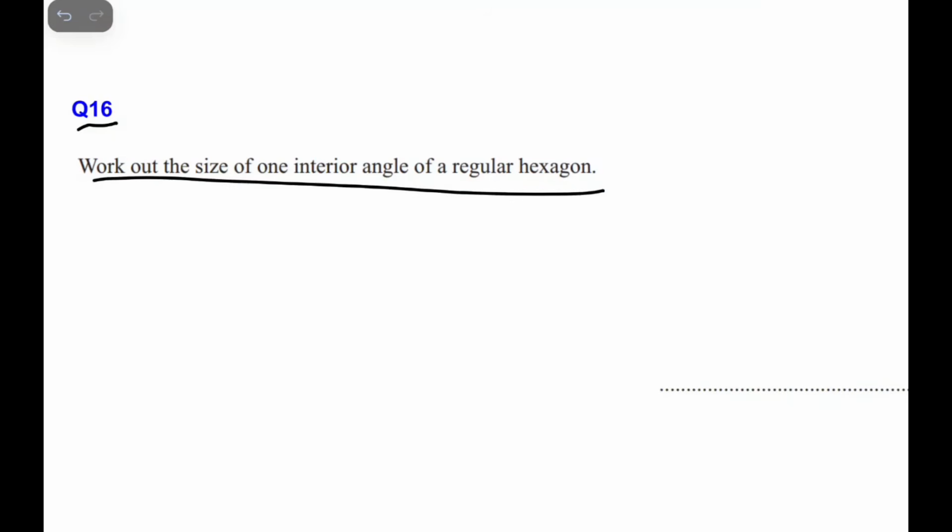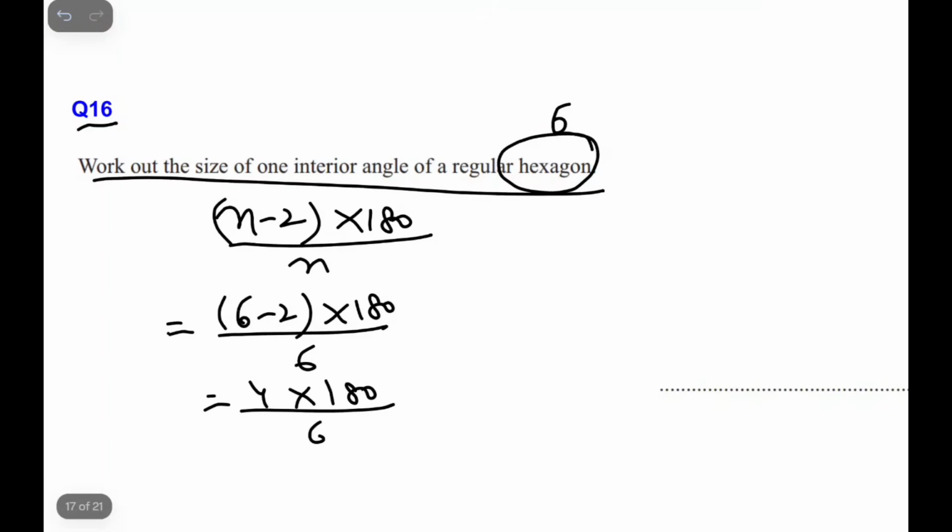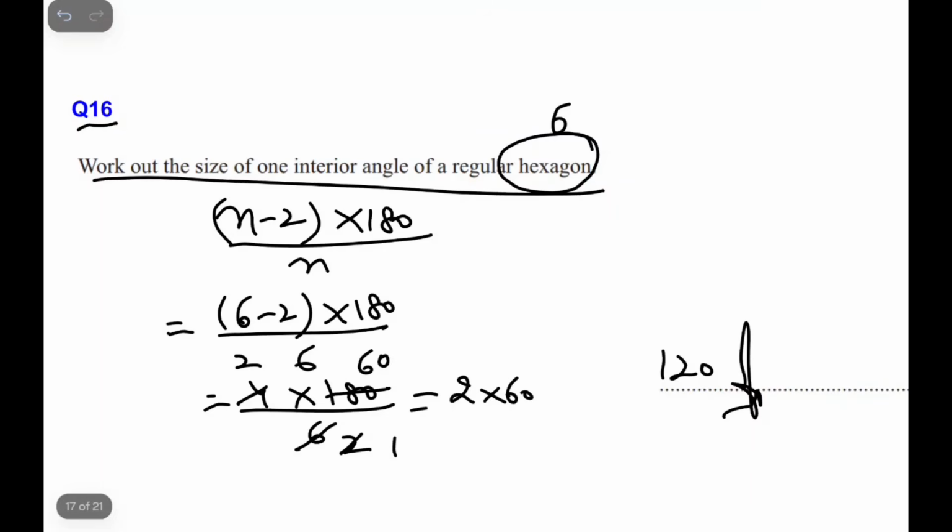Question number 16, work out the size of one interior angle of a regular hexagon. So hexagon, we know that the number of sides will be 6. So the formula of interior angle is n minus 2 times 180 upon n, where n is the number of sides. So 6 minus 2 times 180 upon 6. This gives 4 times 180 upon 6. So 3 times 2 is 6. 3 times 6 is 18. So we get 2 times 60. So 120 will be our final answer.